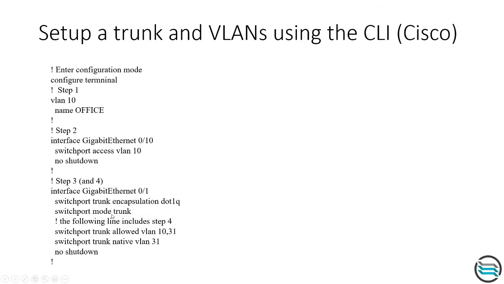Then we enter trunking mode and we tell the switch, and this is actually our step 4, which VLANs to allow on the trunk. And then the little extra step that I talked about some slides ago, the native VLAN. So we will allow VLAN 10 and 31 on the trunk, but traffic on VLAN 31 will not actually be tagged. And that's how to configure the trunk on a Cisco. Now we will go into the live demonstration.